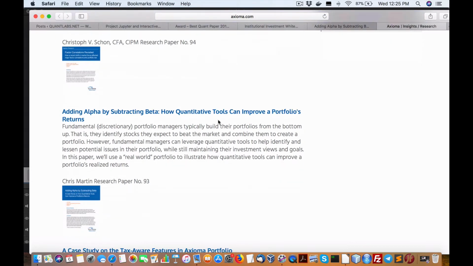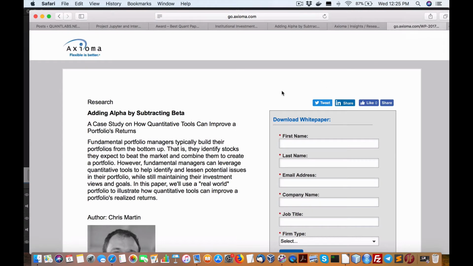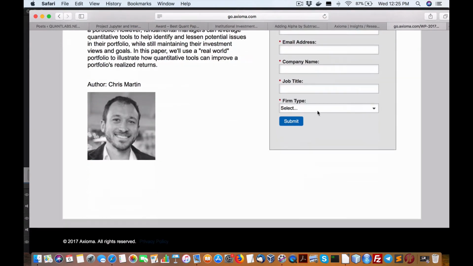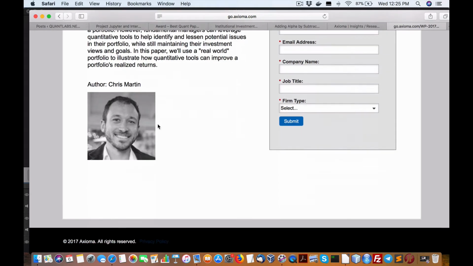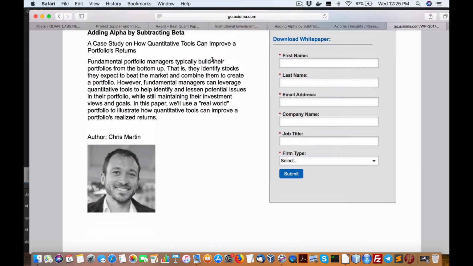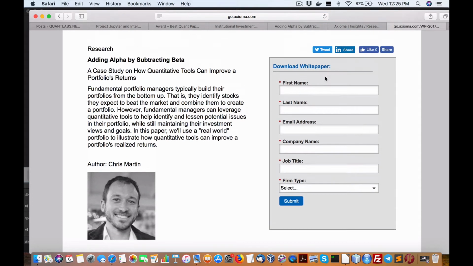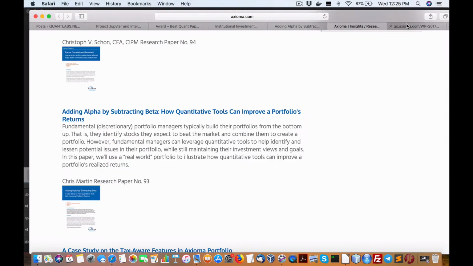Here we go. By how Quant can improve portfolio return. Okay, cool. Oh, you know what? I'm not going to bother going through this. Looks like a singer of Coldplay is part of this. Fundamental managers typically build their portfolios and identify stocks they expect to outperform. However, fundamental managers can leverage quantitative tools to help identify and lessen potential issues while still maintaining their investment views and goals. Okay, I'll just give you my view of it.